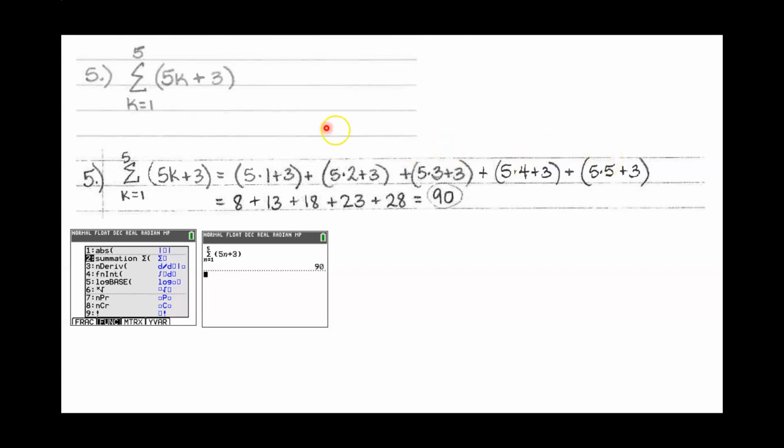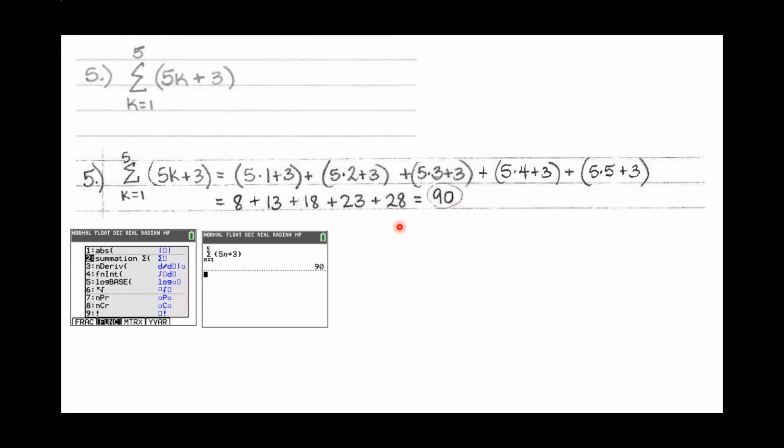Now, the sigma is what tells me to find the sum of those things. So that's why we put the plus signs in between. It's the sigma that tells us to do that. All right, so then we can just find each of those values and add those up.